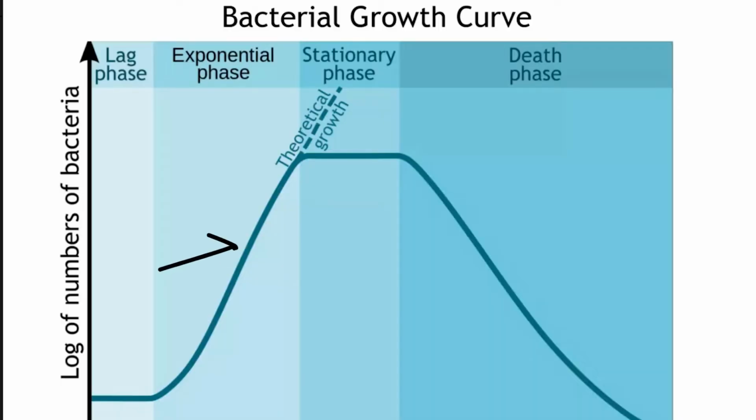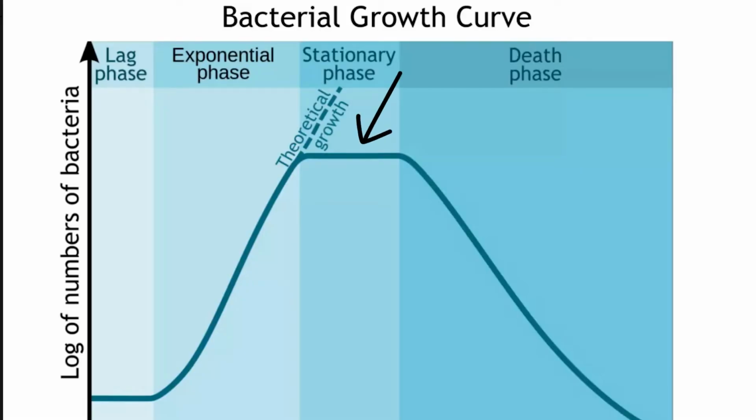If we assume an environment where there's unlimited amounts of food, unlimited amounts of oxygen, and everything else that a bacteria needs in order for it to grow, that bacteria is going to grow exponentially, where it's just gonna shoot up. However, once there's a lot of bacteria around, that bacteria is gonna start getting crowded. It's not gonna have easy access to all of its resources, and at that point, it's just gonna plateau.